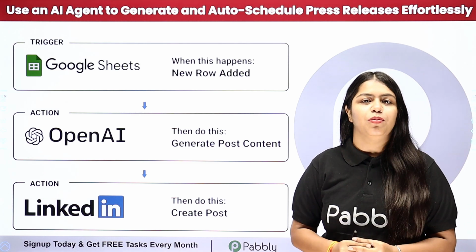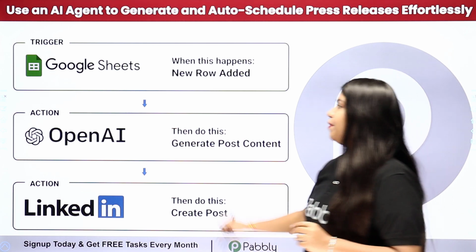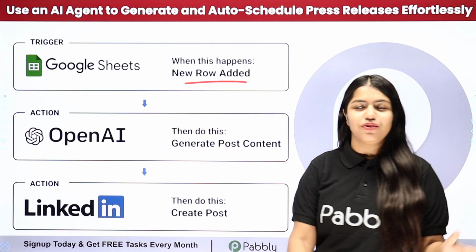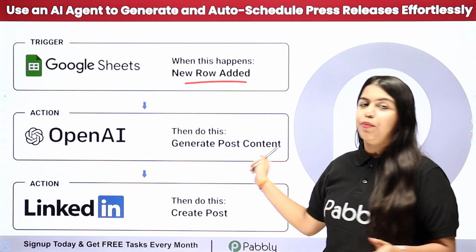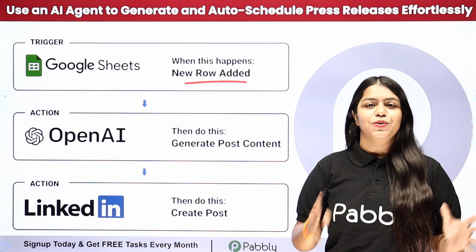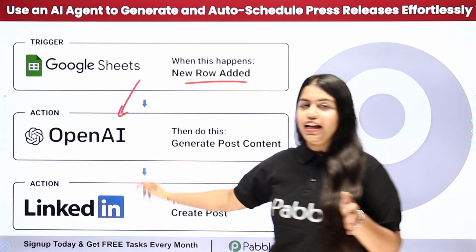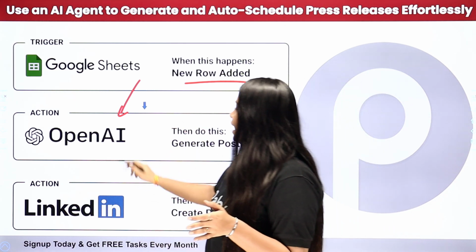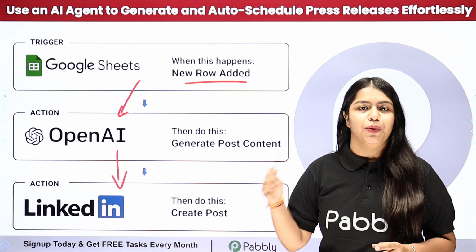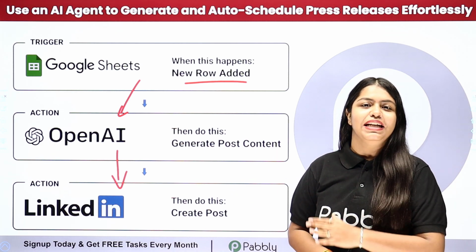So to solve this problem, I've simply created this automation where I add the details of my press release in my Google Sheets. Automatically, my AI agent, which is OpenAI, generates the post content which I have to post on LinkedIn further. So to do this, we simply created a connection between Google Sheets, our AI agent, which is OpenAI, and then LinkedIn. And to create this connection without knowing any programming or coding language, we used an amazing automation software which is Pabbly Connect.